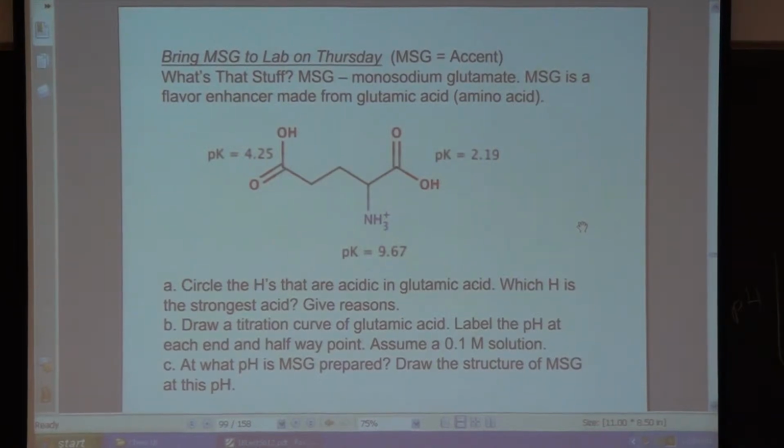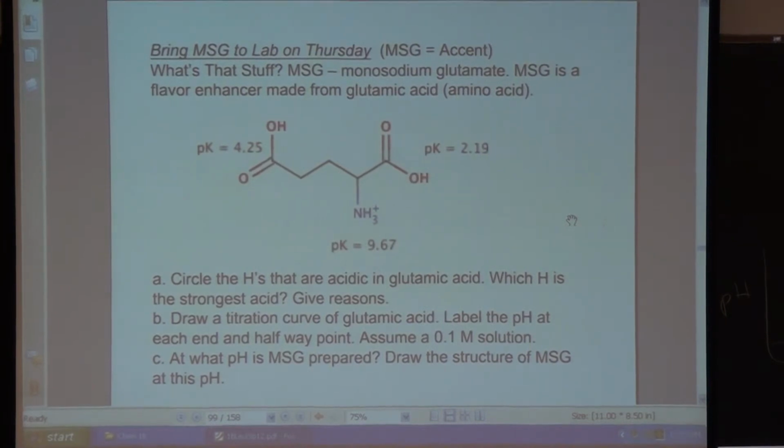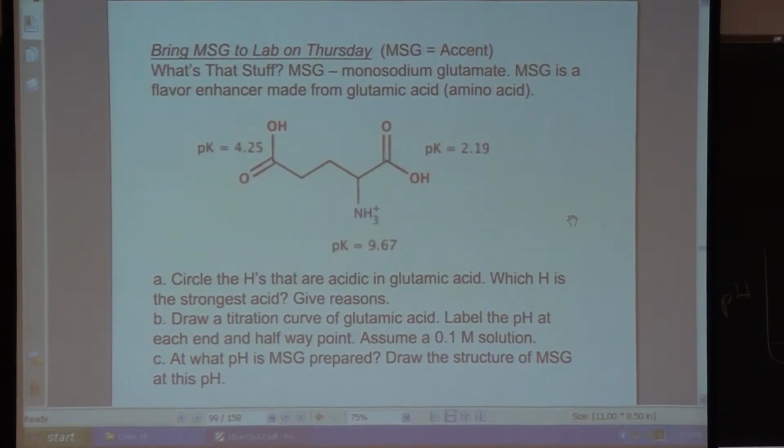Okay, so what I would like you to do, because this is practice of what we did here, is to draw the titration curve of glutamic acid, label the pH at each end point and halfway point, assume that you're starting with a 0.1 molar solution, and then let's identify what pH MSG is prepared at. And then draw the structure of MSG at that pH. So for this problem, I'll encourage you to work with the person sitting next to you. Work together on this problem.